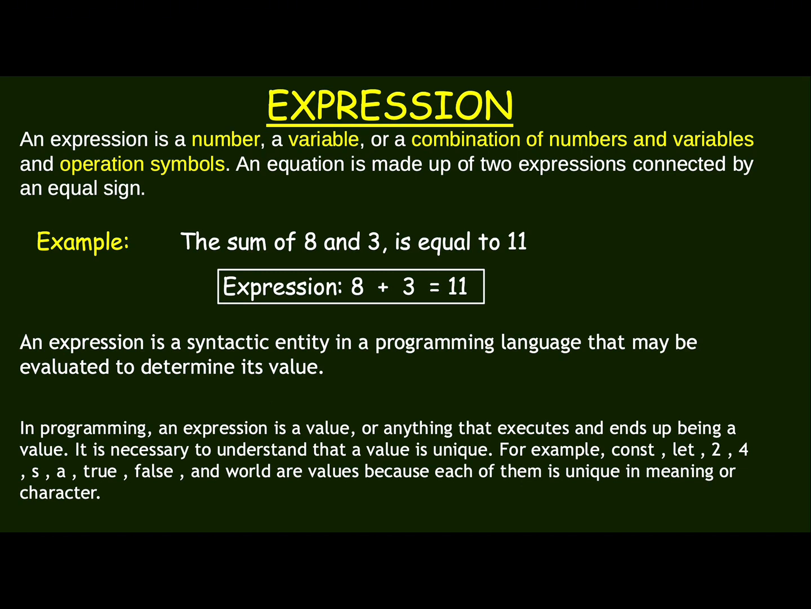Now, in programming also, an expression is a value, or anything that executes and ends up being a value. It is necessary to understand that a value is unique. For example, constant, let, to, for, s, a, true, false, and world are values because each of them is unique in meaning or character. Now let's look at some examples of expressions that we have in programming.